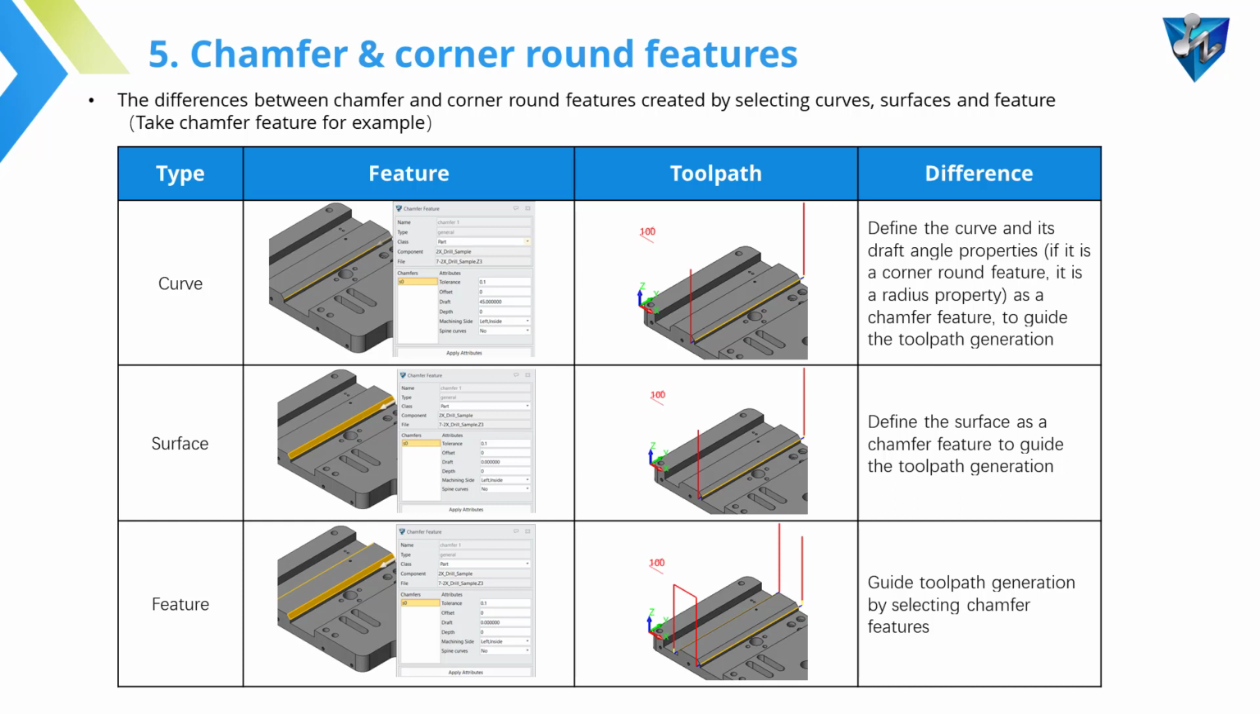Okay, now let's take a look at this table to see the differences between chamfer and turnaround features created by selecting curves, surface, and feature. I will use the chamfer feature as an example. Curve means that you can define the curve and its draft angle property as a chamfer feature to guide the tool path generation. Surface is to define the surface as a chamfer feature to guide the tool path generation. And feature, it will guide tool path generation by selecting chamfer features.